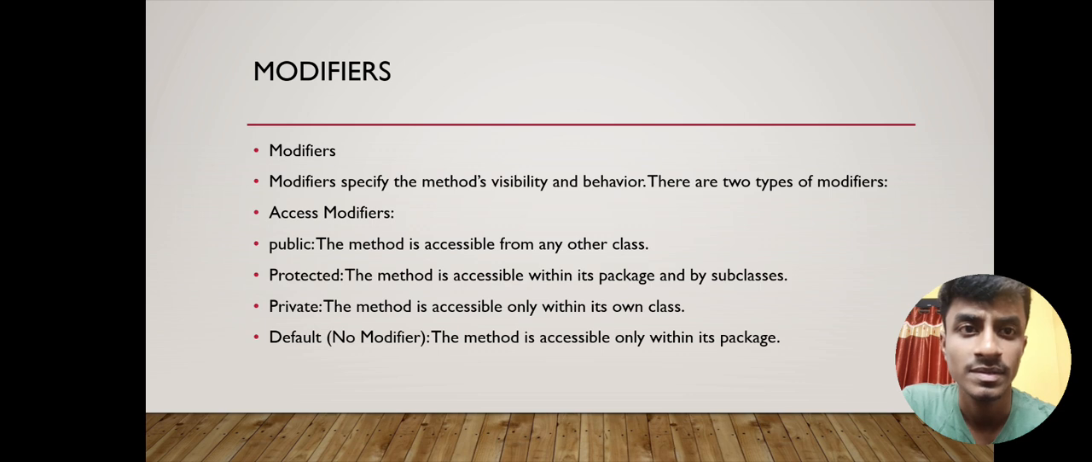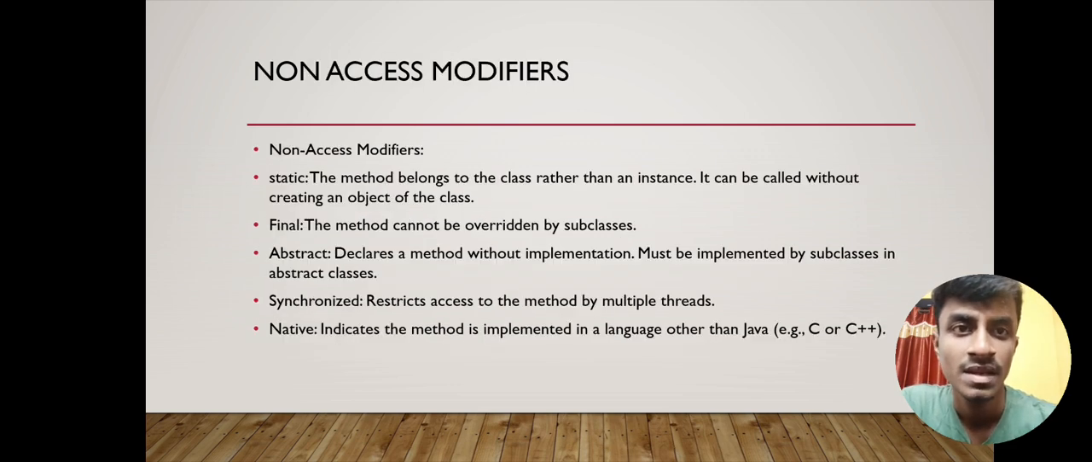Modifiers. Modifiers specify the method's visibility and behavior. There are two types of modifiers. Access modifiers. For example, public: the method is accessible from any other class. Protected: the method is accessible within its own package and by subclasses. Private: the method is accessible only within its own class. Default: the method is accessible only within its package.